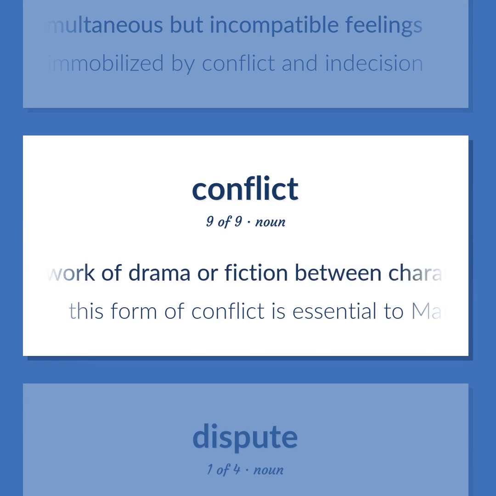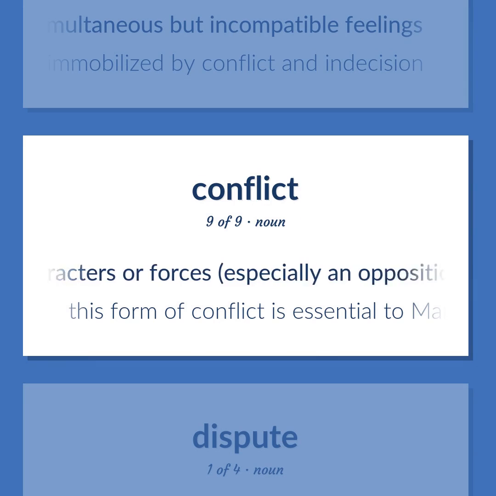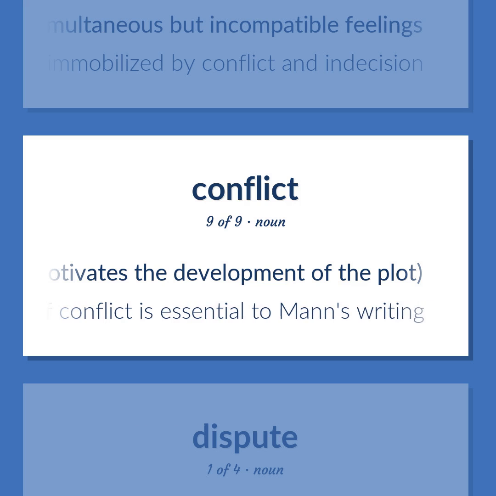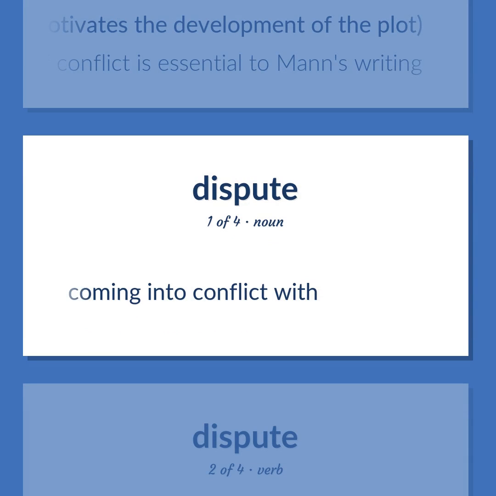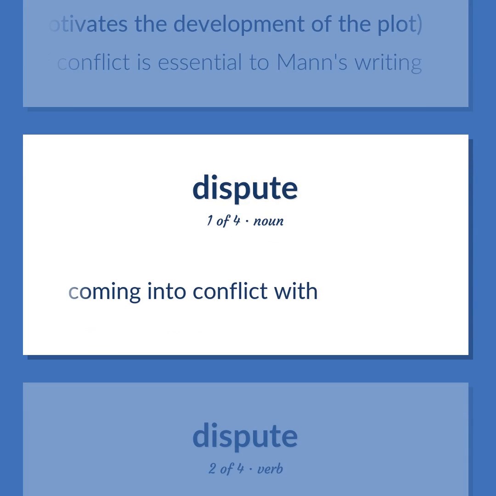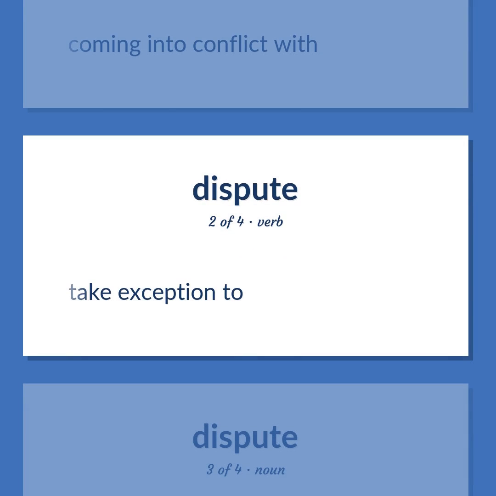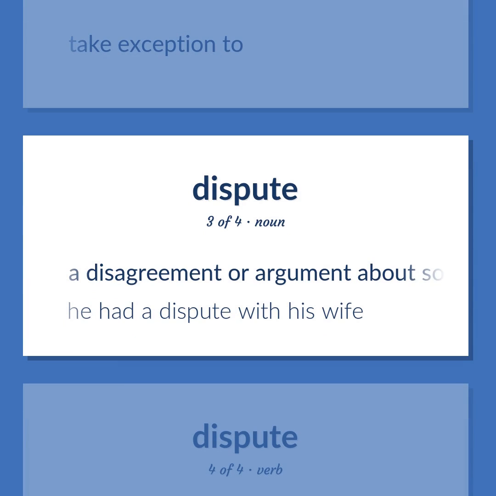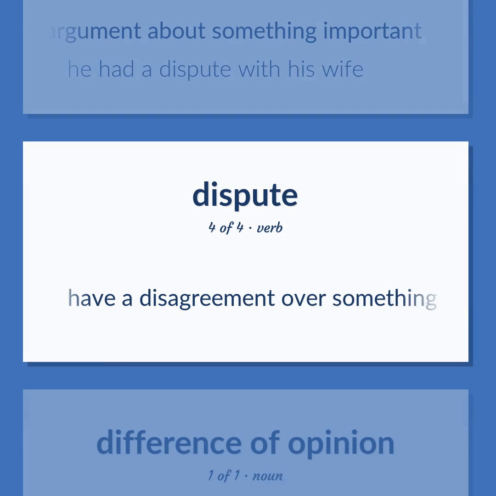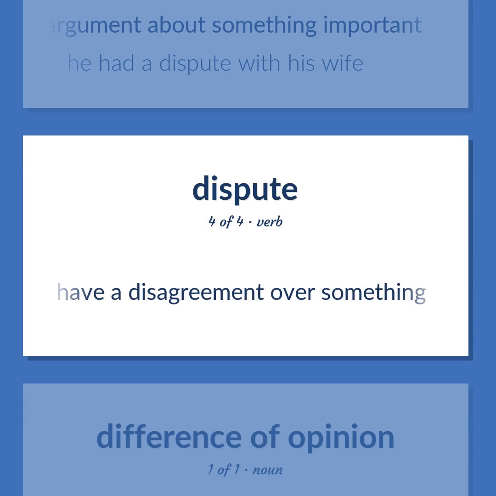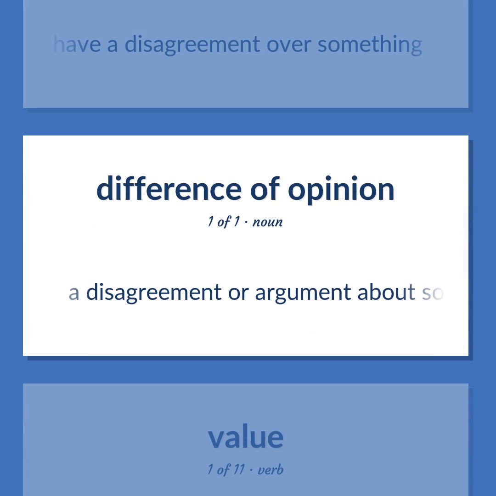Opposition in a work of drama or fiction between characters or forces, especially an opposition that motivates the development of the plot. This form of conflict is essential to man's writing. Coming into conflict with. Take exception to. A disagreement or argument about something important. He had a dispute with his wife. Have a disagreement over something. A disagreement or argument about something important.